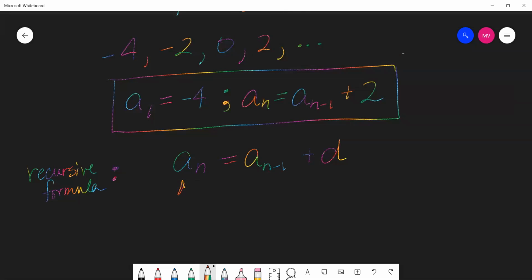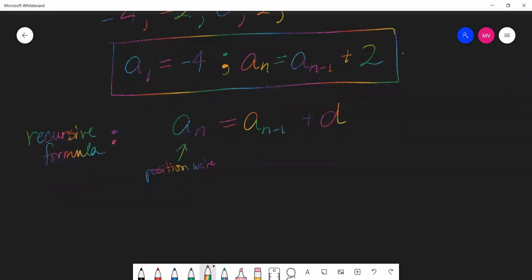So AN is the position... trying to think how to word this. So this is the position where we're finding the term. That's our unknown. We're trying to find the term that exists in position N.